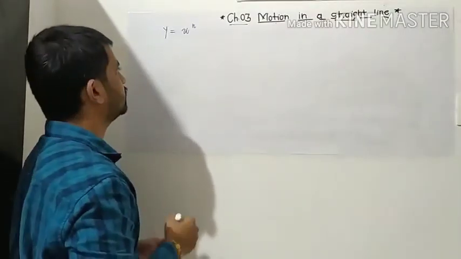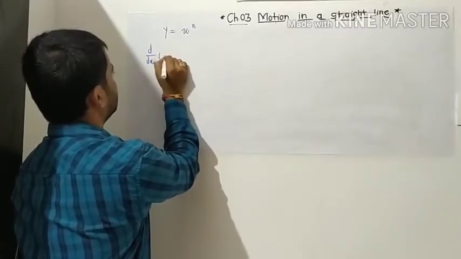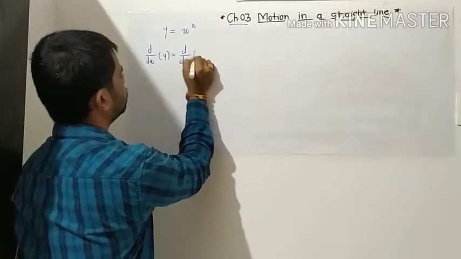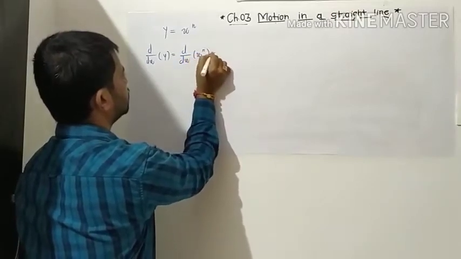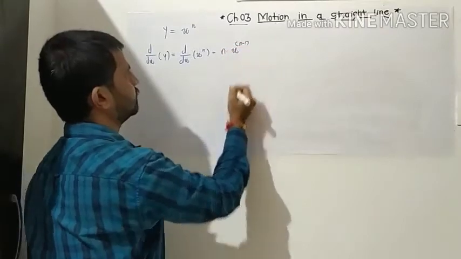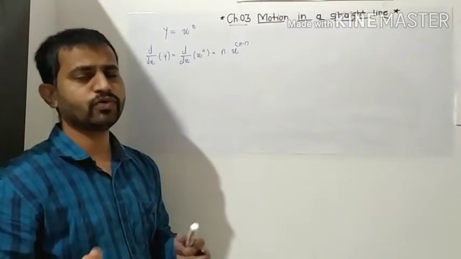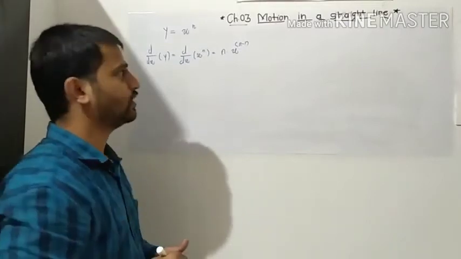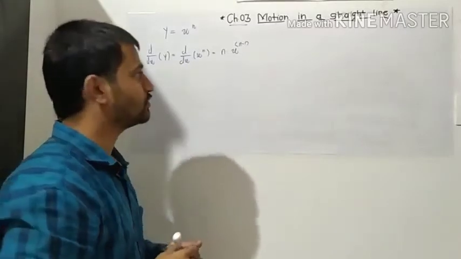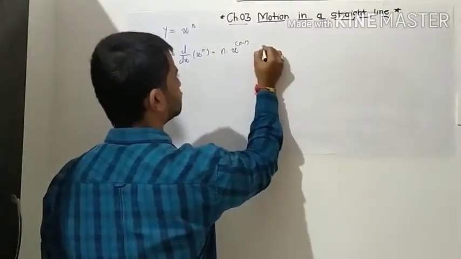Then in that case its derivative is d/dx of y is equal to d/dx of x raised to n is equal to n x raised to n minus 1. Okay, this is the derivative of this function. Now if we have to go for the integration, then we have to take the reverse process. So in case of integration we have to go by here.